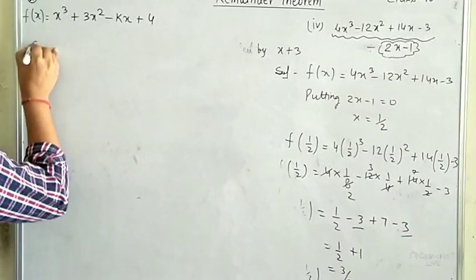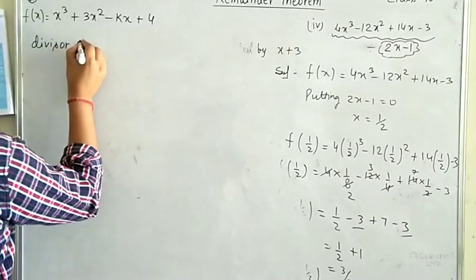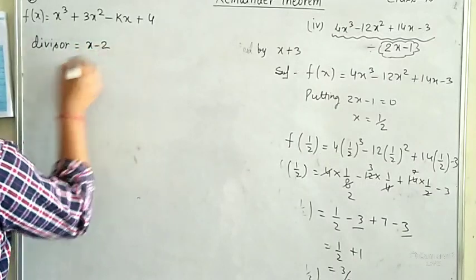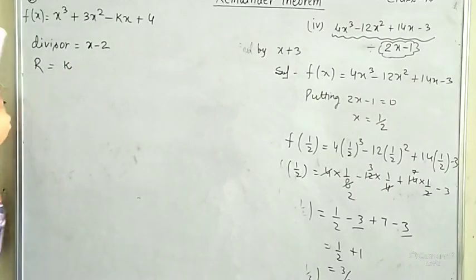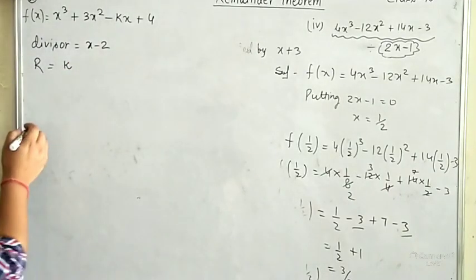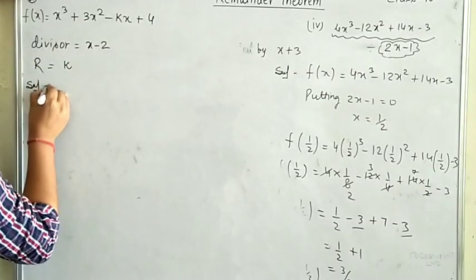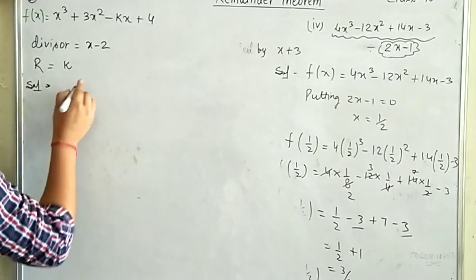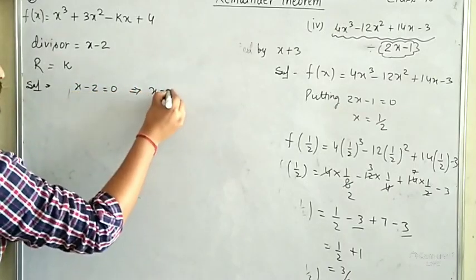Okay, divisor we have given. What is our divisor? This is x minus 2 and remainder is equal to k. To find the value of the constant k, we have to calculate the value. So as you know, first of all, putting x minus 2 is equal to 0, so that x is equal to 2.